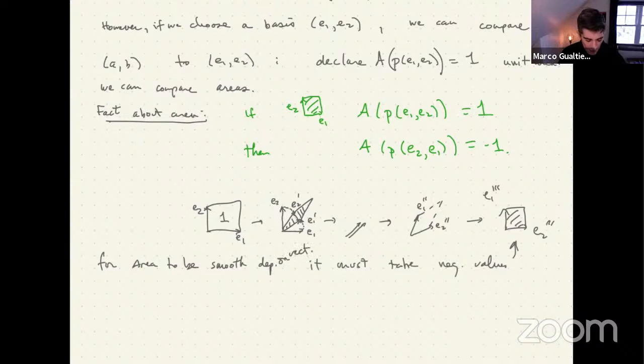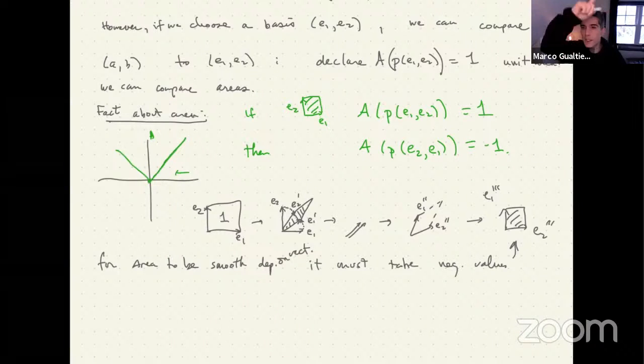We don't want the area to have this behavior where, as the vectors get closer and closer, the area drops and then goes to 0 and then suddenly becomes positive again. No, actually what you really want is that it continues.